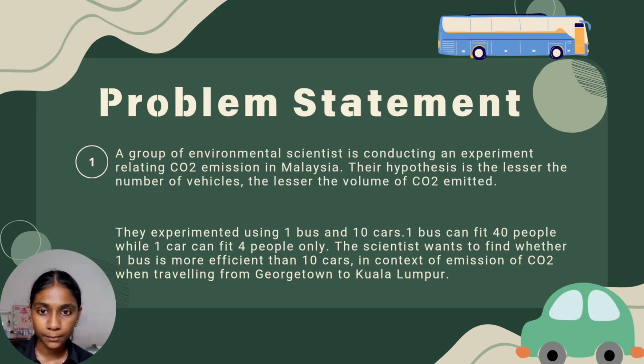Now, given the problem statement, a group of environmental scientists is conducting an experiment relating to CO2 emission in Malaysia. Their hypothesis is the lesser the number of vehicles, the lesser the volume of carbon dioxide emitted. They experimented using one bus and 10 cars, in which we assume that a bus can fit approximately 40 people, while a car can only fit 4. Now, the scientists want to find whether one bus is more efficient than 10 cars in terms of carbon dioxide emission when traveling from Georgetown to Kuala Lumpur.